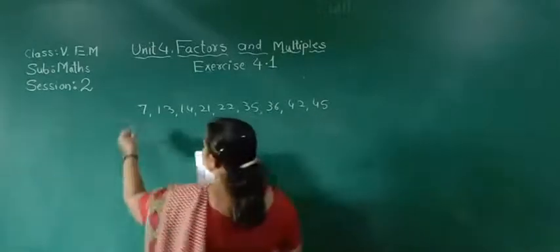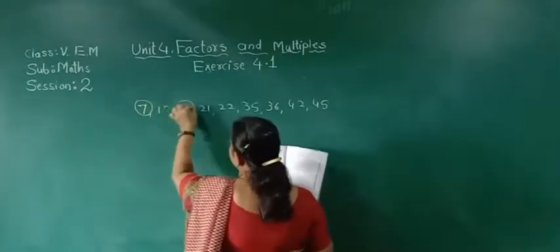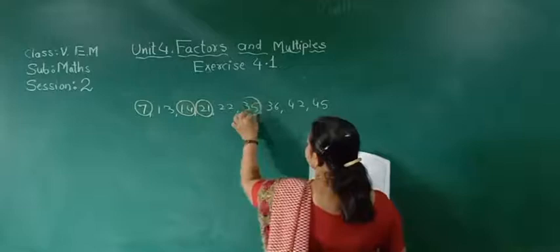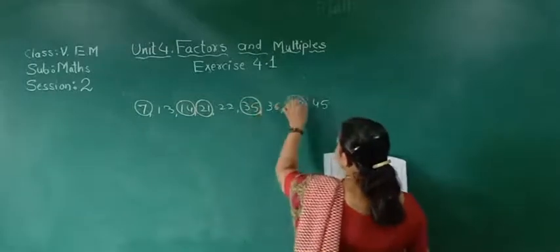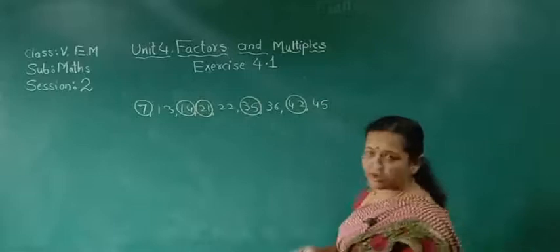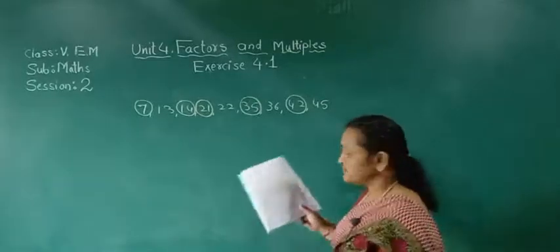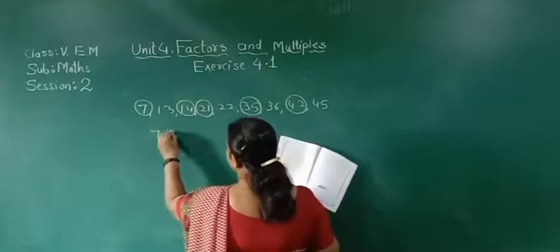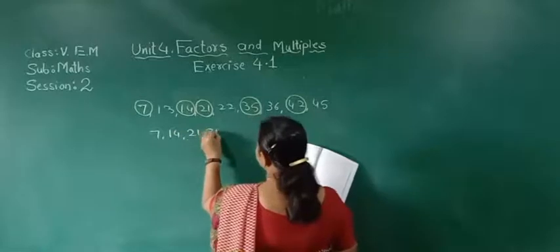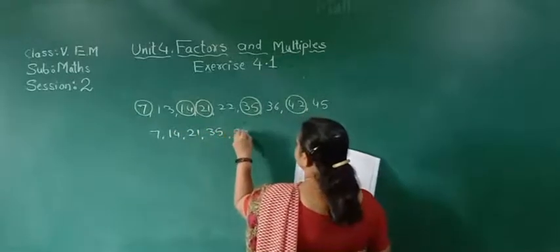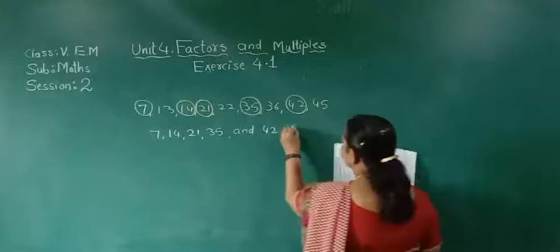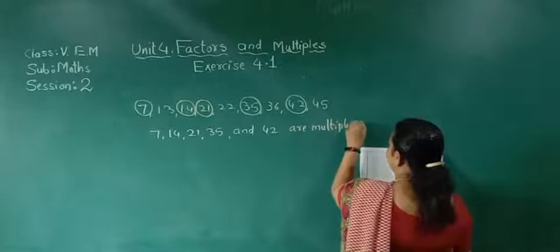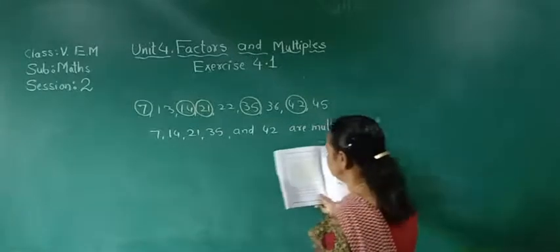So 7 ones are 7, 7 twos are 14, 7 threes are 21, then 7 fives are 35, 7 sixes are 42, 7 sevens are 49, 49 is not there. So these are the multiples of 7. How we write? 7, 14, 21, 35 and 42 are multiples of 7. This is second main question.